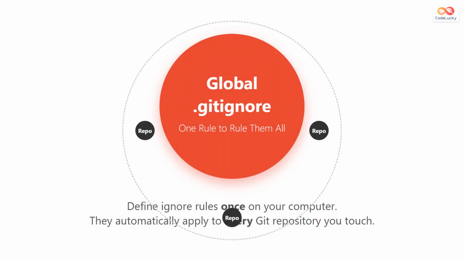The solution is the Global Git Ignore. This allows you to define a list of ignore rules once on your specific computer and have them automatically apply to every single Git repository you use on that machine. It is like a master list that runs in the background for all your projects.